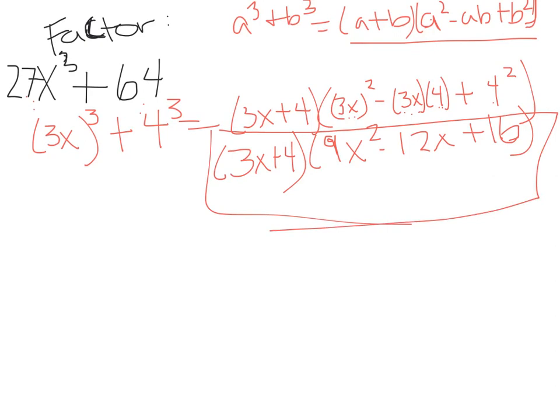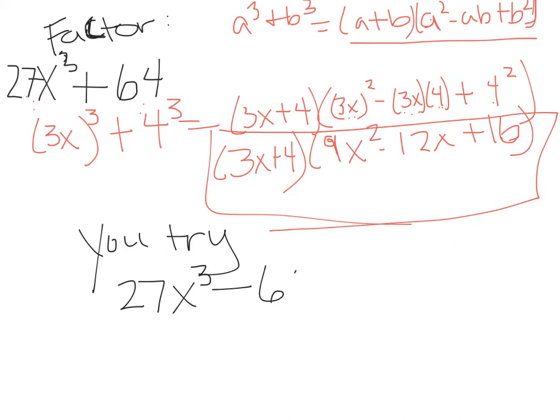Your U-try is going to be to factor 27x cubed minus 64. So very similar, but there's some differences. You're going to want to use that formula sheet that you're given in class or that's posted online.